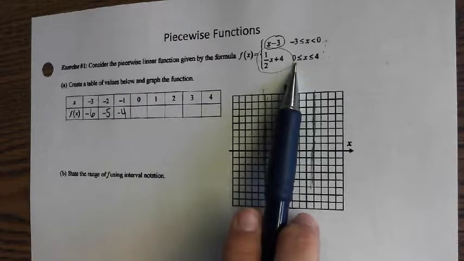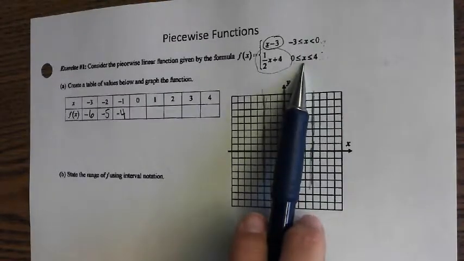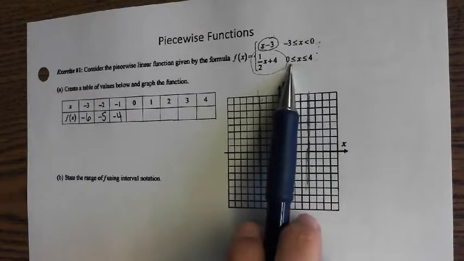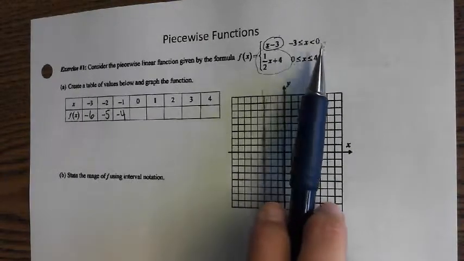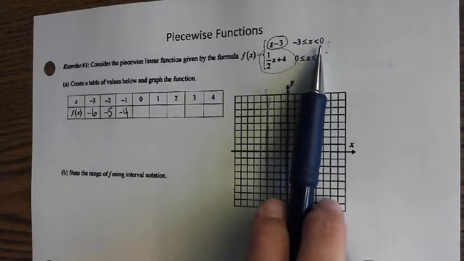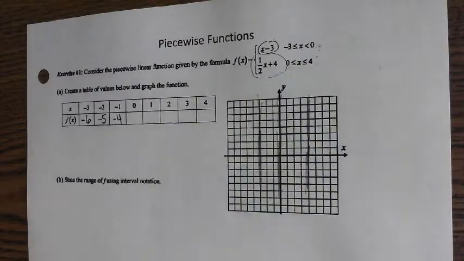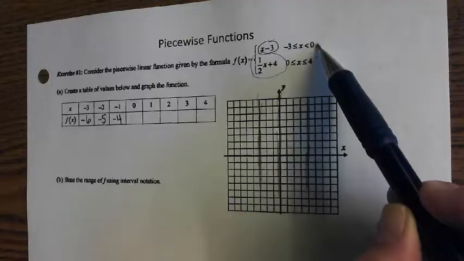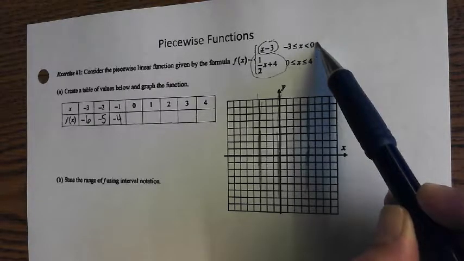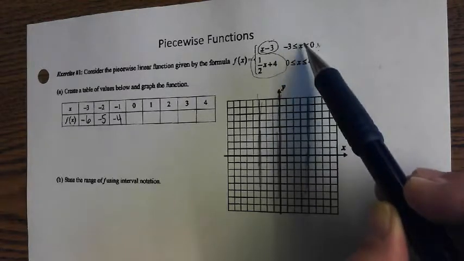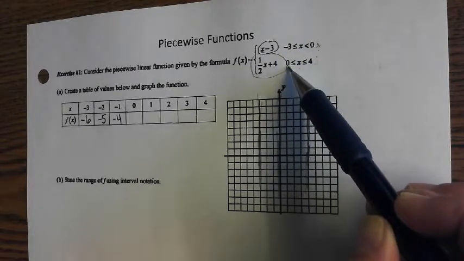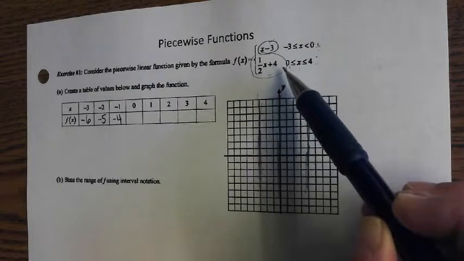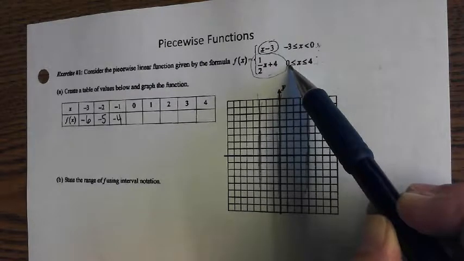This one says 0 is less than or equal to. So this one includes when it actually equals 0. This one does not include 0. Okay? Now, 0 as an x-coordinate is going to be an endpoint for this one, but it's going to be an open circle. Do you see that? Because 0 is not included. 0 is going to be an endpoint x-coordinate for this one as well, but it's going to be a closed circle. Does this make sense?